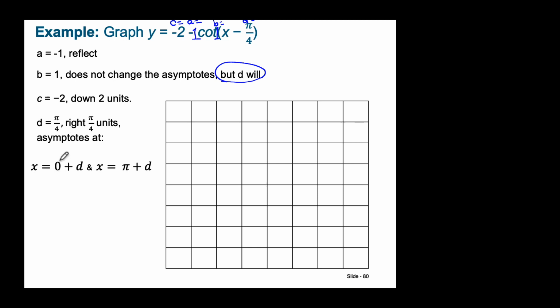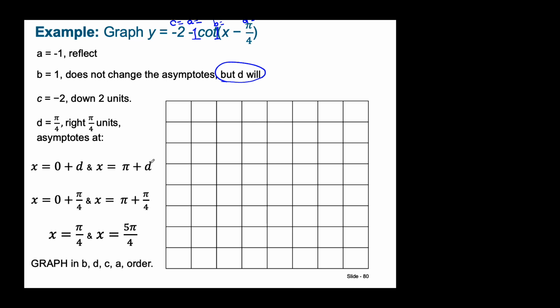Okay, original asymptotes are at 0 and at pi for the parent function. So to shift right pi over 4 units, we add D to each of those. It looks like this. And our vertical asymptotes are represented by the lines x equals pi over 4 and 5 pi over 4. Advice is the same though, graph in B, D, C, A order. So B, original asymptotes, they don't get moved according to B, nothing. D I do next, because I need to shift those to the right. You figured out their equation, so just plot those and draw vertical lines through them. So that would go next.